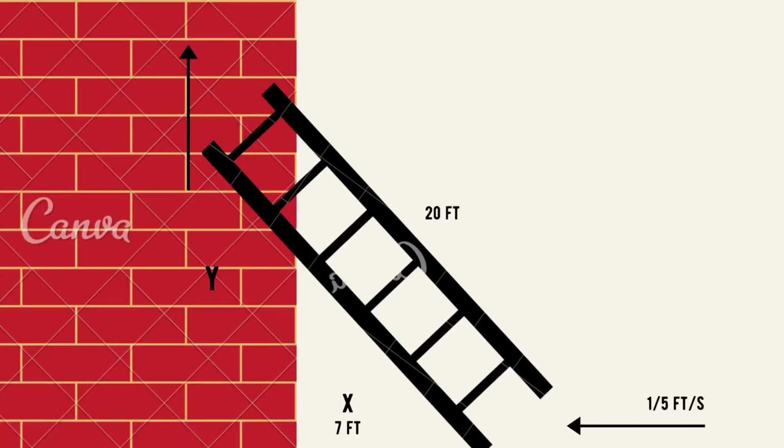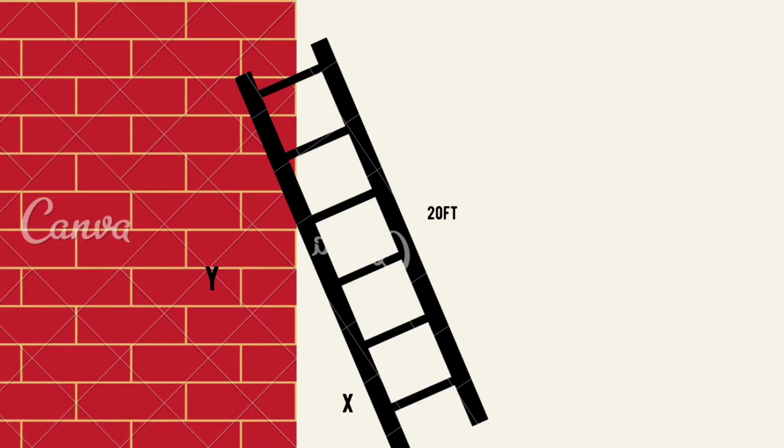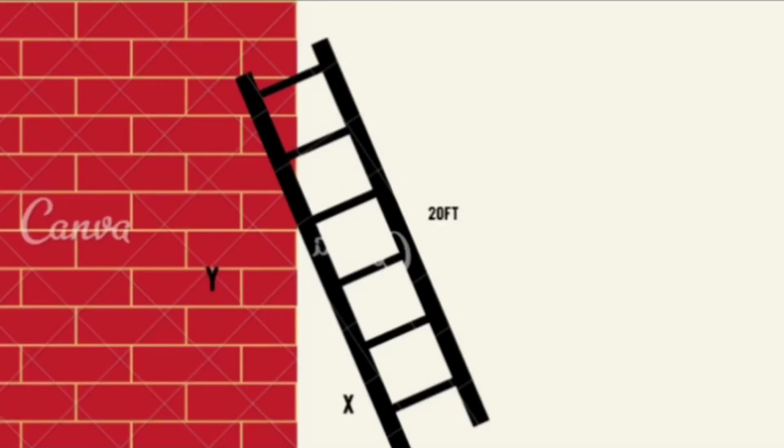So here is the illustrative image of the situation before. We can see the 20 feet ladder rests on the wall. At first, the bottom of the ladder, which we call X, is 7 feet away from the wall. However, when we push it toward the wall at the rate of 1/5 feet per second, the value of X decreases, and here we want to find the rate of the top of the ladder, which we call Y, moving up after 10 seconds.